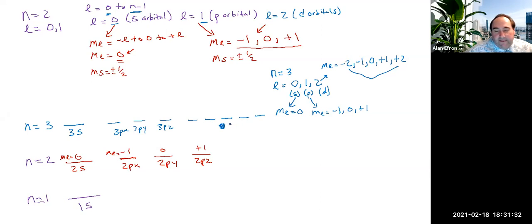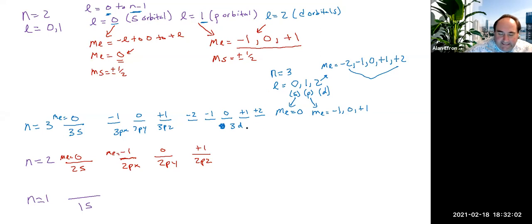I guess I'll write it this way. These are actually 3d orbitals. And again, the numbers go exactly like we did there in terms of the M sub L: -2, -1, 0, +1, and +2. And this one would have -1, 0, +1, and then obviously this one would be 0. Again, what I'm writing there are the M sub L numbers for each of those orbitals.